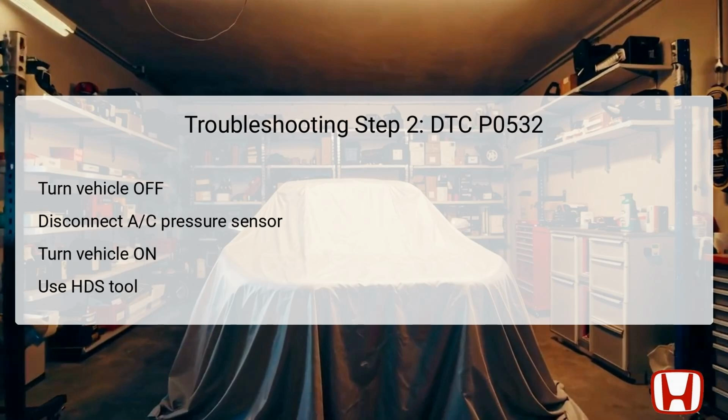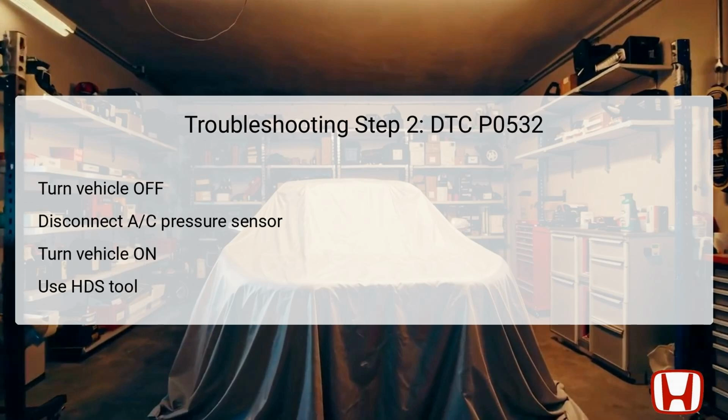Proceeding to the second troubleshooting step, turn the vehicle off to reset the system. After the vehicle has been turned off, disconnect the AC pressure sensor by removing the 3-pin connector. It's important to ensure that the vehicle is completely off before making this connection change to prevent electrical malfunctions. Next, turn the vehicle back to the on mode without starting the engine.